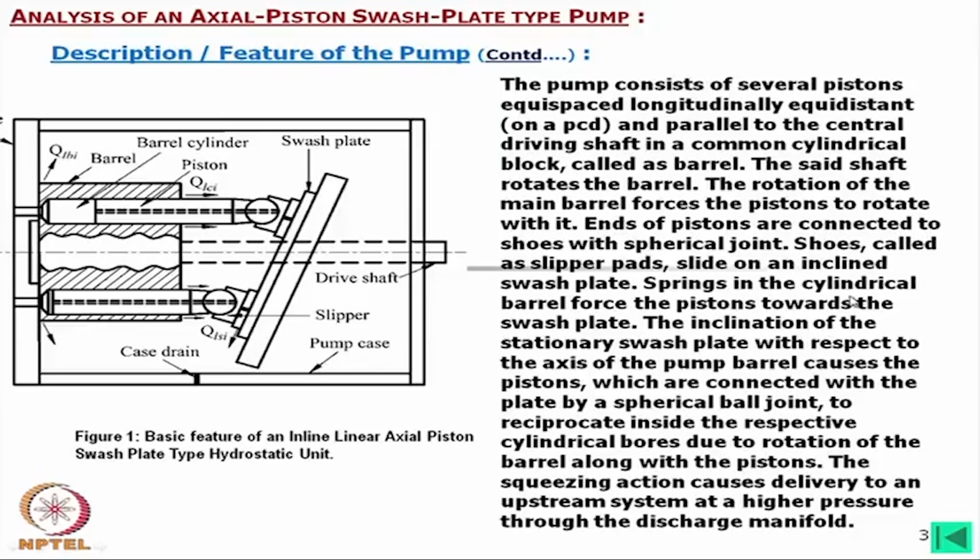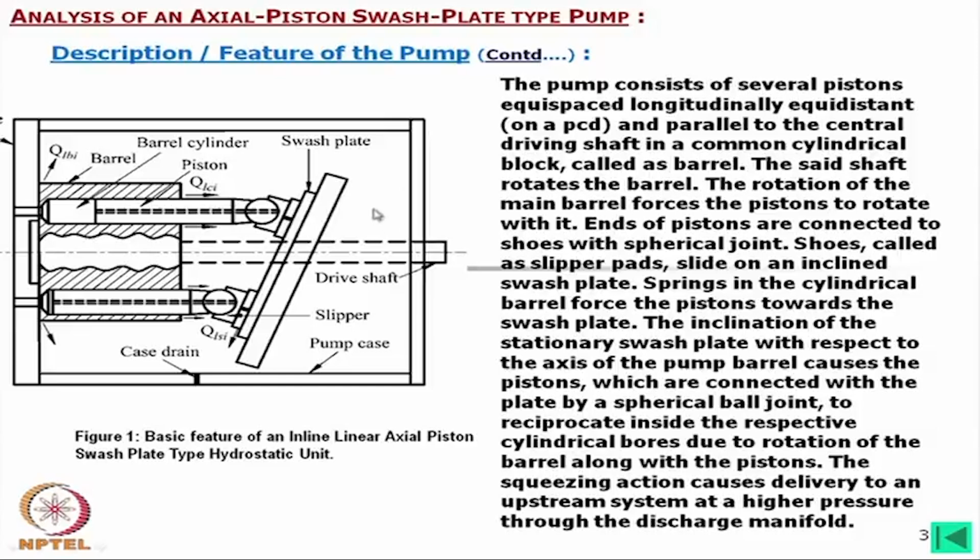Now, such pumps are widely used. It consists of several pistons equispaced, longitudinally equidistant and parallel to the central driving shaft in a common cylindrical block called barrel. Now, this one is the barrel, this is the drive shaft, and these are the pistons. These pistons are laid on a pitch circle diameter, and the angle between two pistons is constant also.